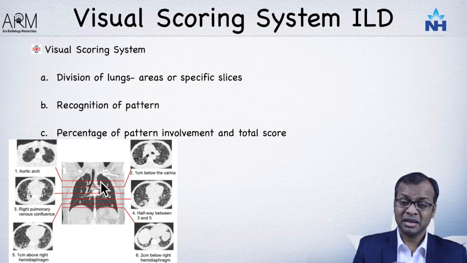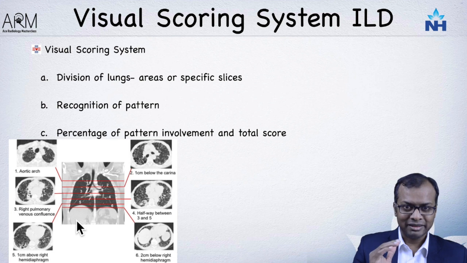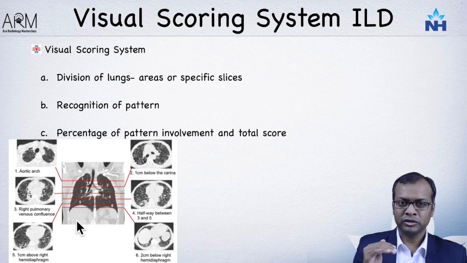A slice which is just above the carina, that is at the level of the aortic arch. The slice which is 1 centimeter above the hemidiaphragm, and a slice which is in the right pulmonary venous confluence, where the right pulmonary vein drains into the left atrium. A slice 1 centimeter below the carina, and a slice which is halfway between these two slices, and a slice which is 2 centimeters below the right hemidiaphragm. So basically, these are predetermined slices. Aortic arch, carina, right hemidiaphragm, above it, below it, and at the point of the right inferior pulmonary venous confluence.